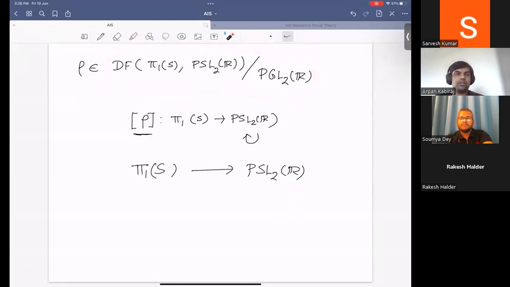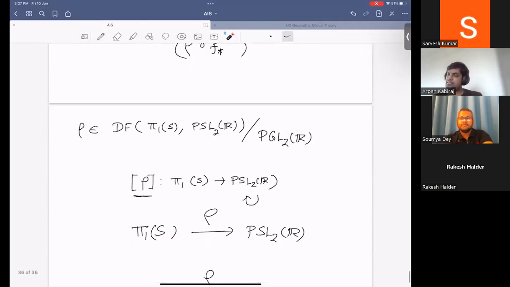What is the other thing which can act on a representation? This is a general question. Suppose you have two groups, G and H, and a homomorphism rho from G to H. What are the two ways you can always modify this representation, to define a new homomorphism? Either you take a homomorphism on one side and compose it, or you take a homomorphism on the other side and compose it.